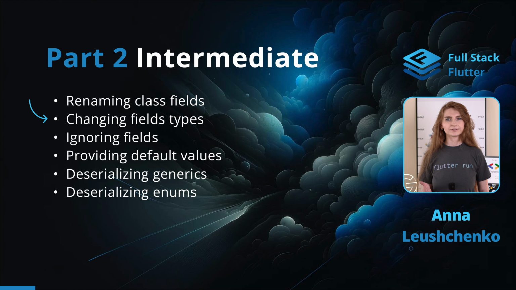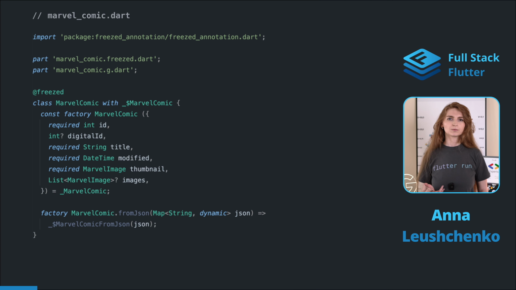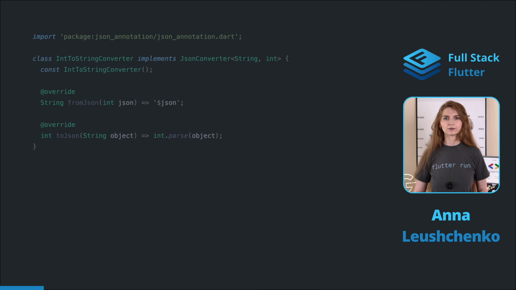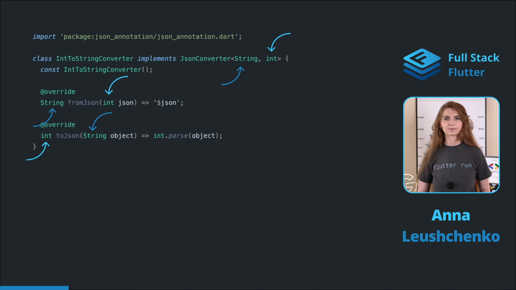Next, let's talk about field type changes. Let's say we want both id and digitalId to be a string rather than an int. For that, we have to create a child of a JsonConverter class. Here we provide the type of a value in JSON and in the Dart class. And we have to override fromJson and toJson methods. Here, fromJson accepts int that comes from JSON and returns a string expected by the Dart class field. And toJson does the opposite transformation.